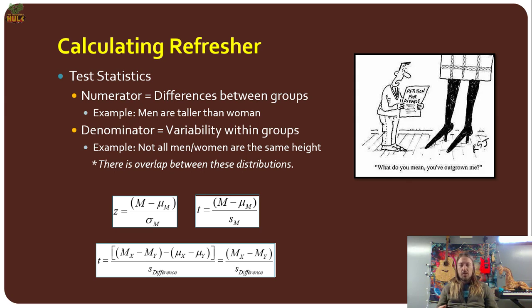In the denominator, we're talking about how all of the men and all of the women aren't exactly the same height. So all of the men in a distribution, just because men are on average taller than women, doesn't mean all of the men are necessarily taller than all of the women. And so for that reason, we see this distinctive difference here in variability.